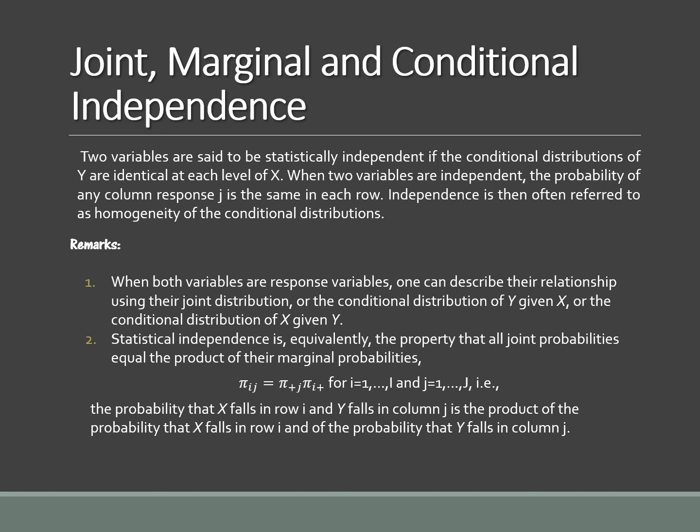Why is this the definition? Meaning even if you consider the value of x, the probability of occurrences of the y values would not be affected. Or the same goes with the other direction: if you know the value of y, it would not affect the probability of occurrences of the values of x, since they are statistically independent. When two variables are independent, the probability of any column response j is the same in each row. It's just to reiterate the concept.